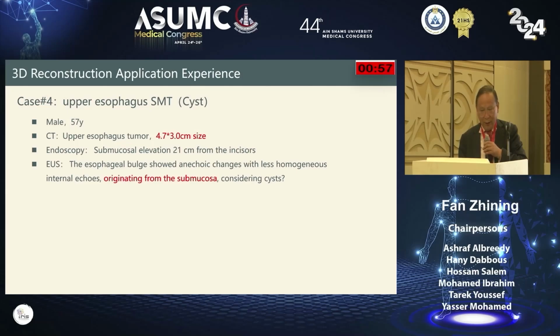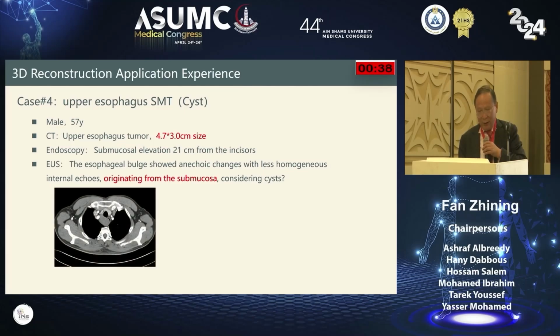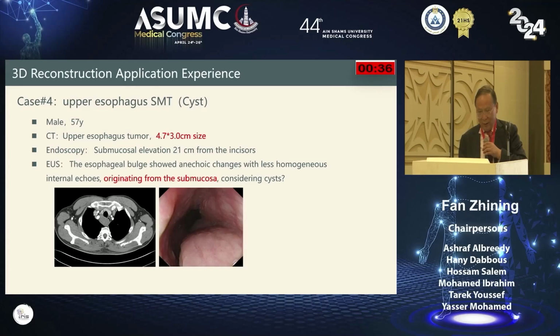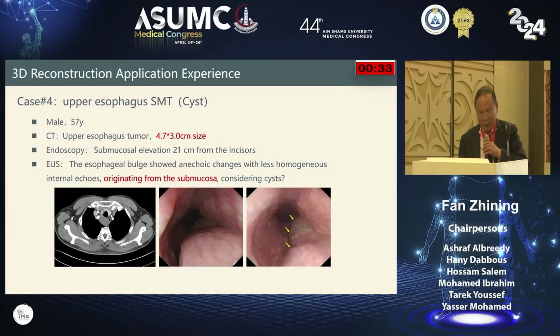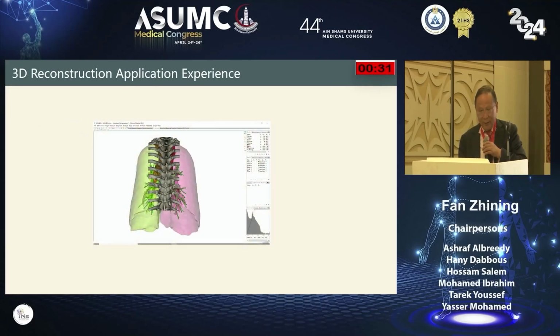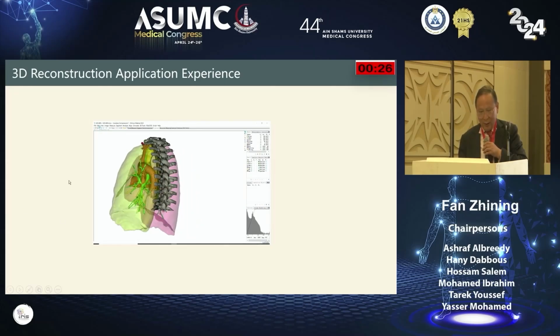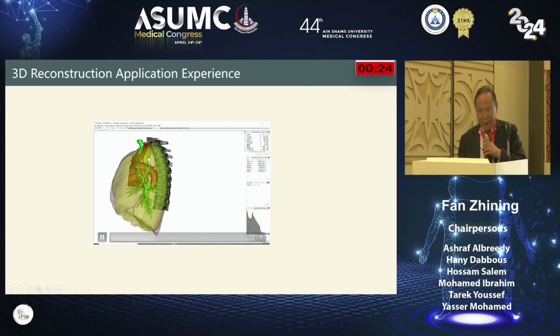Case 4, man, 57 years, CT, esophagus, 4.7 by 3 centimeter size. US shows origin from the submucosa, concerning the cyst. This is the endoscopy. This is the CT, 3D. The cyst is upper.